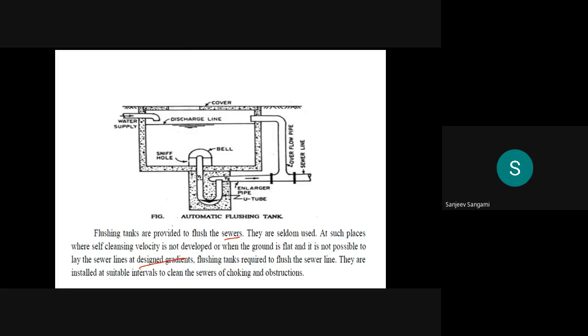Wherever the ground is very flat, if no gradient is there, automatic gradients, we already say that the sewer lines are made with gravity-based flow, and your water supply distribution is always under pressure. If that is the case, if no gradients are provided, then we have to go ahead with the flushing tanks.